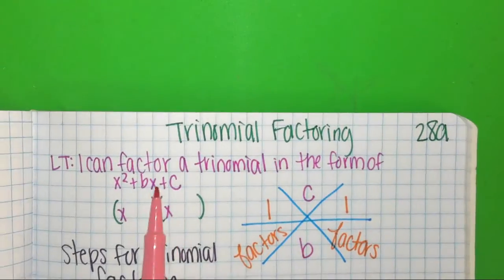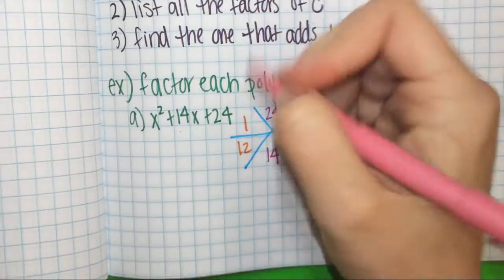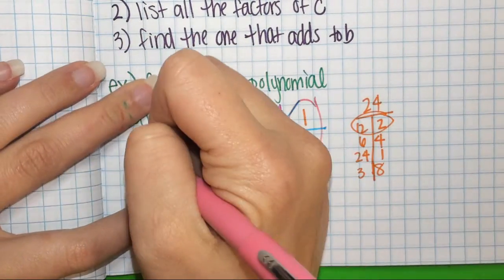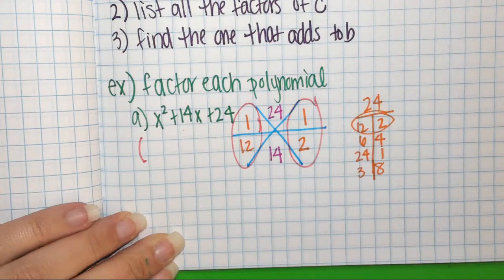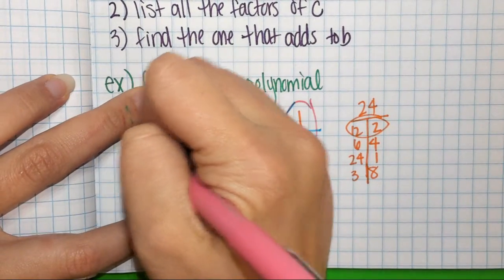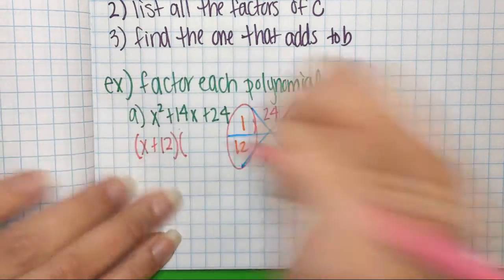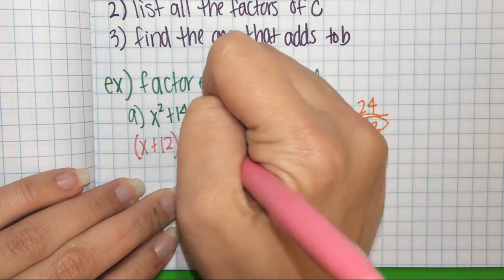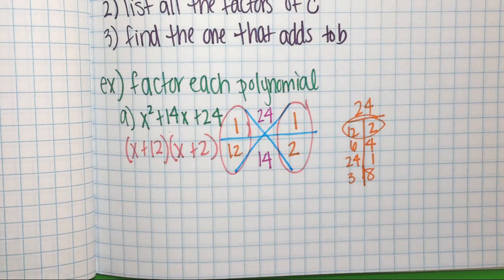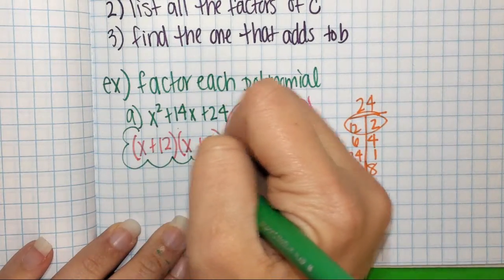Remember, I told you that we're going from this to our parentheses. Now, these are our factors. This is what we write in our parentheses. So we write it as, what's our variable? So what comes first? X plus 12 times X plus 2. And we're done. That's it.